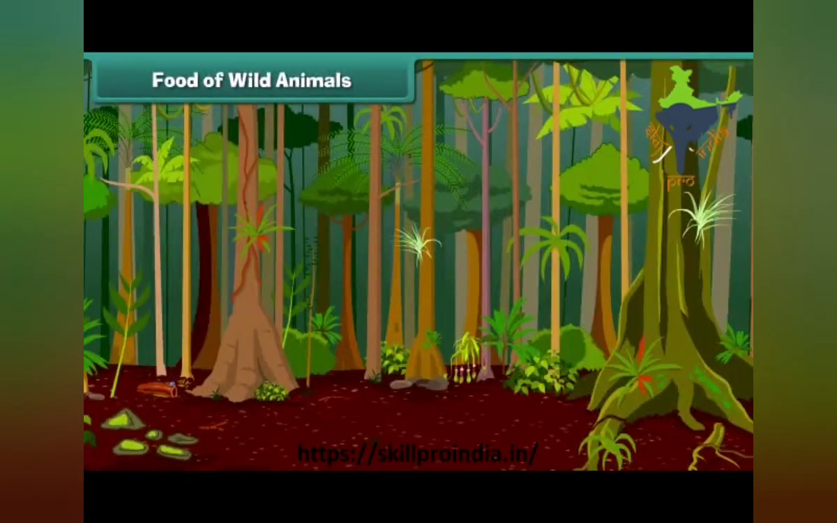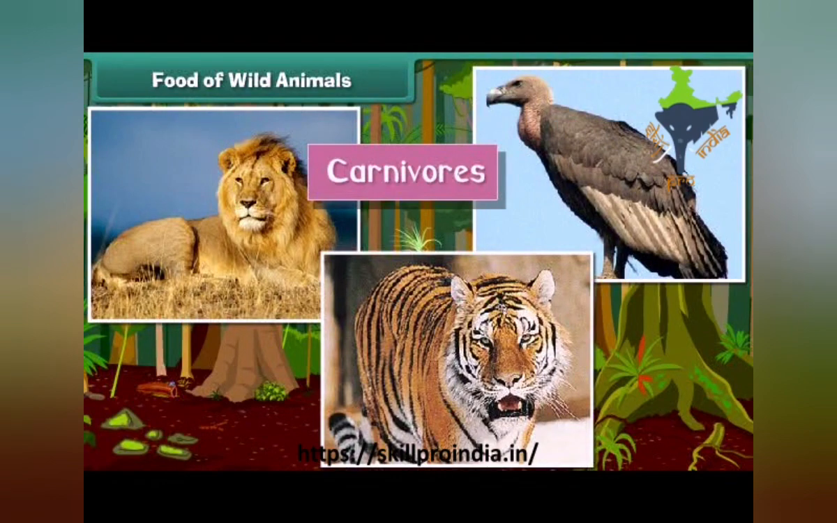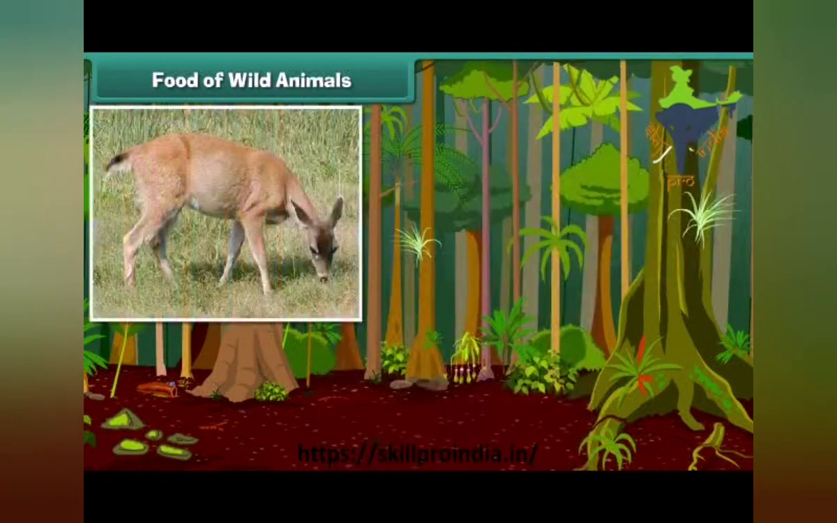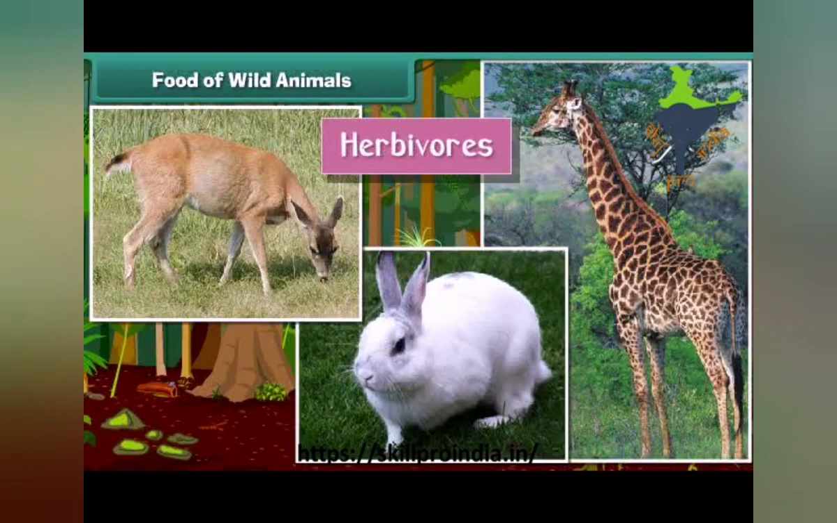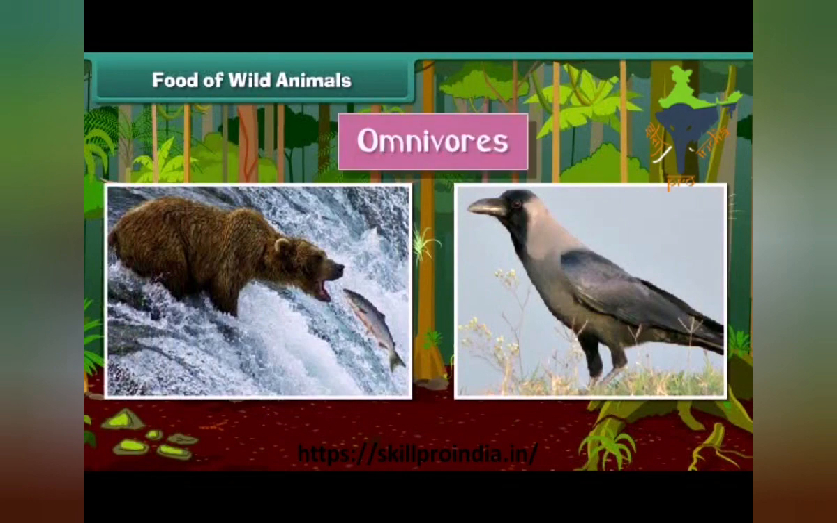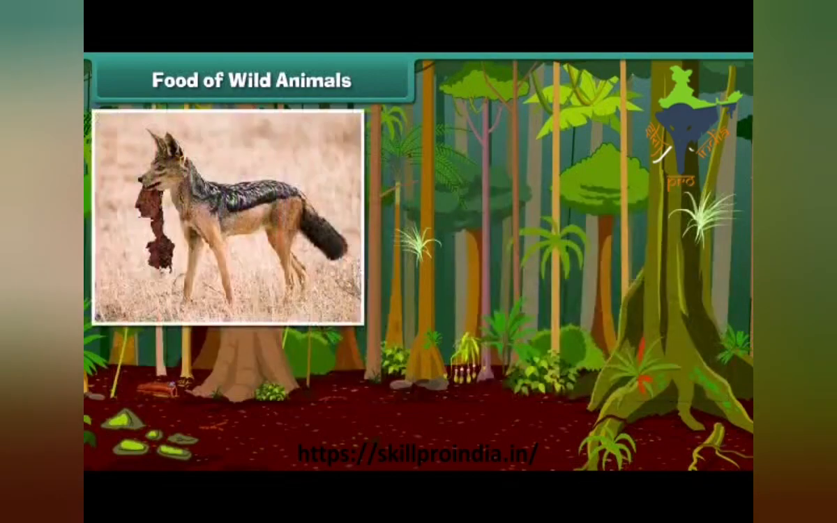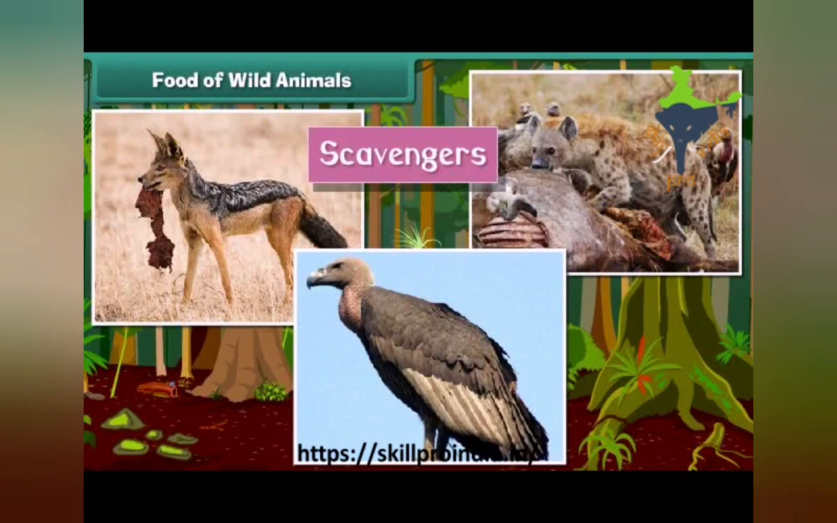Let us look at what wild animals eat for food. Lions, tigers and vultures are carnivorous animals. They eat flesh of other small animals. Deer, giraffe and rabbits are herbivorous animals as they eat only plants. Animals like bear and crow are called omnivorous animals as they eat both plants and animals. Jackals, vultures and hyenas are called scavengers. They eat flesh of dead animals.